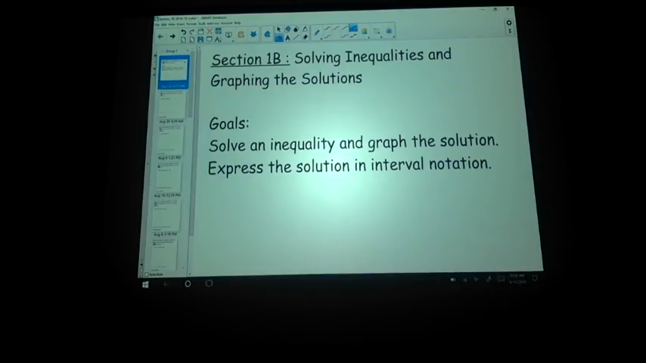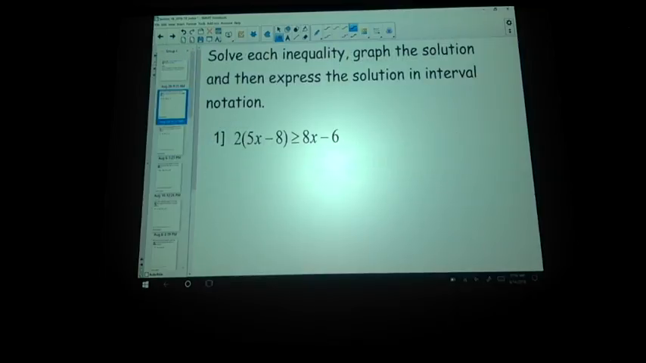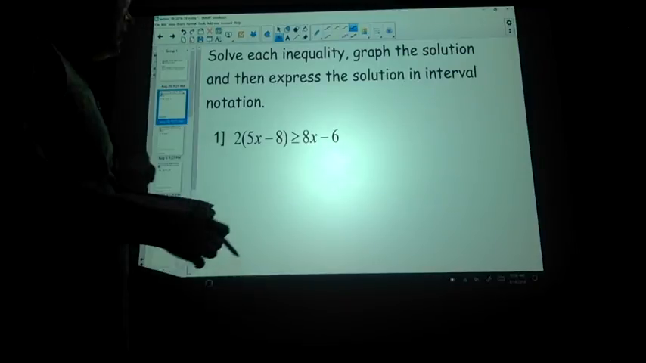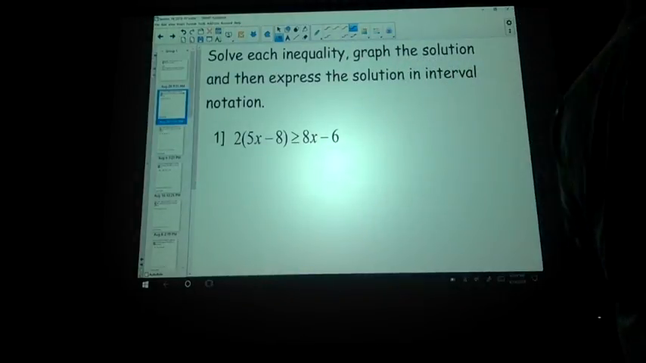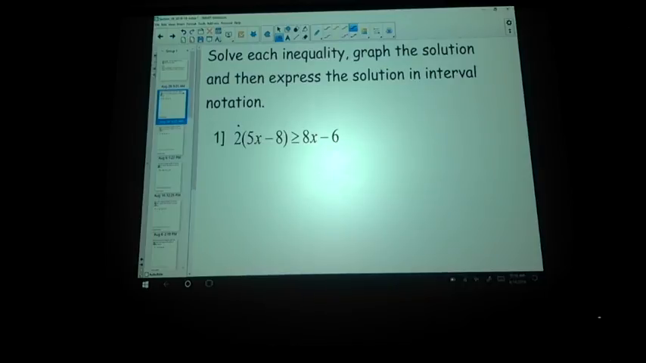I'm sorry. All right, so solve the inequality. So here we go. Let's have some fun, a little sarcasm with it at the same time. So it looks like we have x on both sides. Problem number 1 is 2 times the quantity 5x minus 8, greater than or equal to 8x minus 6. We're going to include the point, because you have the little equal sign underneath. Would you feel comfortable if I did this? Yeah.